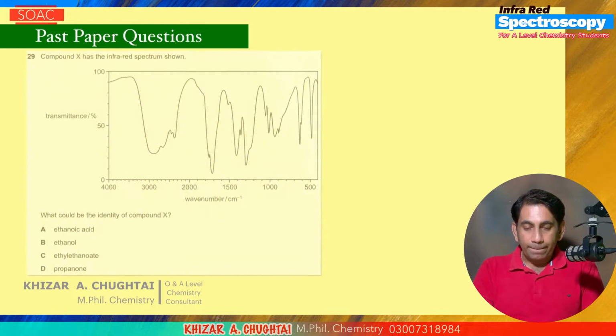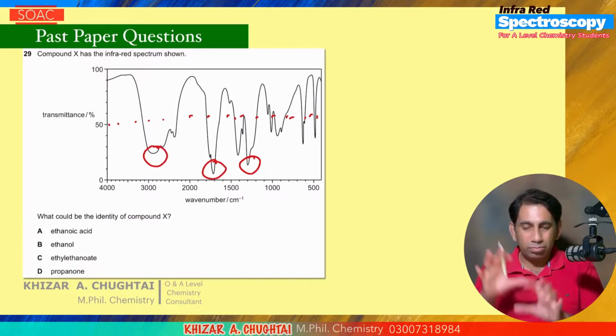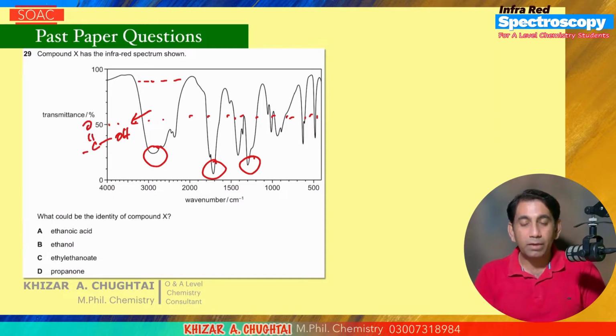The next one. Compound X has an infrared spectrum, and the spectrum is showing different peaks. As you can see, what could be the identity of compound X? Once again, divide this spectrum roughly into 2 portions, and these peaks are the main or important peaks. You can see that it's a very broad peak, so it is having an OH group that belongs to the member having C double bond O in its proximity, that is the member of carboxylic acid.